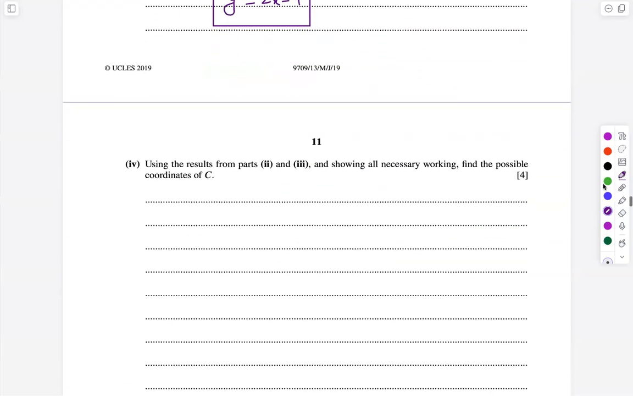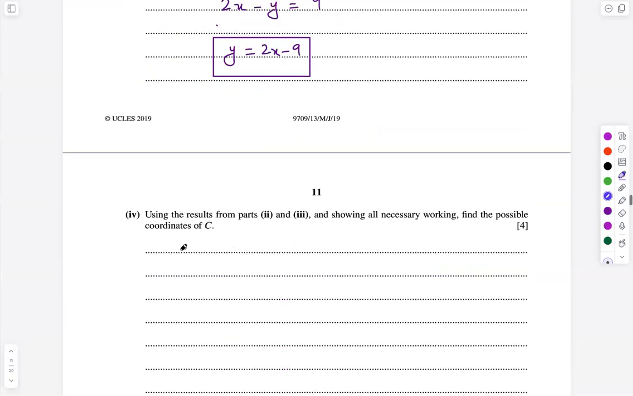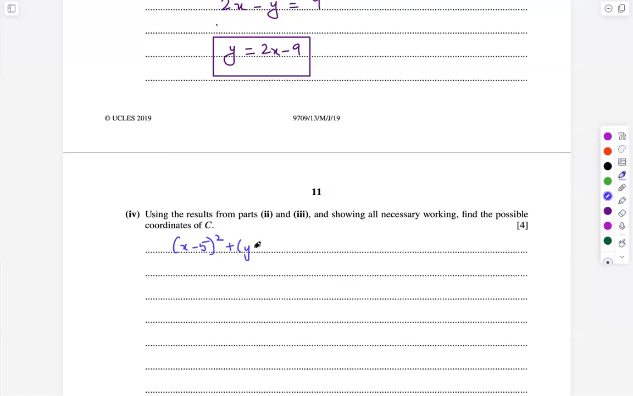In part 4, it says using the results from parts 2 and 3, we have to find the possible coordinates of C. Now, one of the equations we got was x minus 5 whole squared plus y minus 1 whole squared, and that was equal to 20. And the second equation we got from the third part was y equals 2x minus 9. Now, as x and y are the coordinates of C, we can solve these equations simultaneously to find the value of x and y.